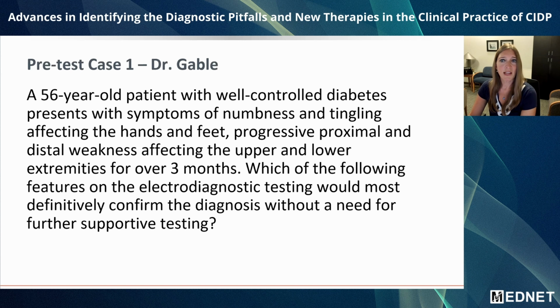So this is a 56-year-old patient with well-controlled diabetes, presents with symptoms of numbness and tingling affecting the hands and feet, progressive proximal and distal weakness affecting the upper and lower extremities for over 3 months. Which of the following features on the electrodiagnostic testing would most definitively confirm the diagnosis without a need for further supportive testing?